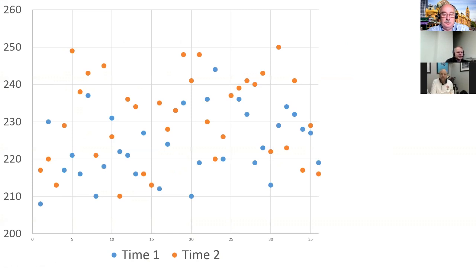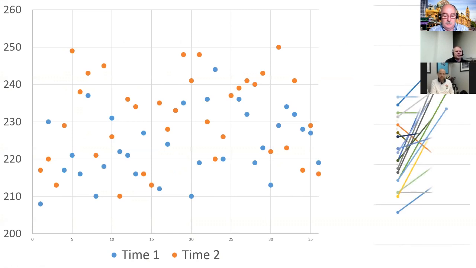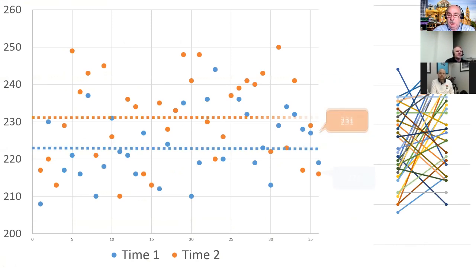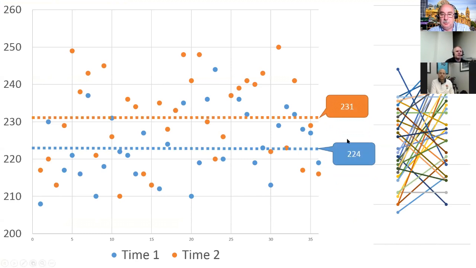So we just did time one and time two. And on the y-axis there is how strong people were when we did this. And if you just look at those two populations, to me it looks like, geez, I don't know if I can tell if one's better than the other. This is all the people at time one, at time two. So we've got some going up, some going down. But again, I'm not entirely sure what's happening there. If I have the two group averages, I say, oh, hang on a second, 224 up to 231. And this is for how strong the muscles are in the front of your thigh.